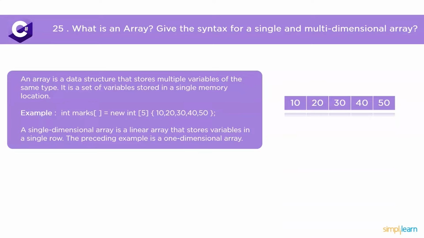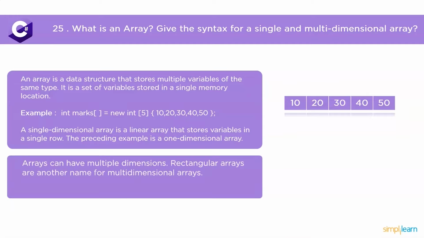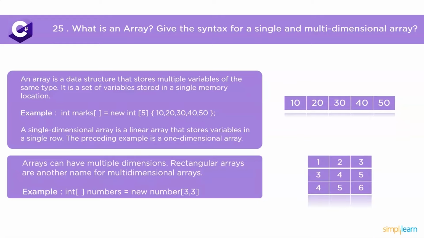A single dimensional array is a linear array that stores variables in a single row. The preceding example is a one-dimensional array. Arrays can have multiple dimensions. Rectangular arrays are another name for multi-dimensional arrays. We have a multi-dimensional array called numbers with 3 rows and 3 columns, with 1, 2, and 3 in the first row, 3, 4, and 5 in the second row, and 4, 5, and 6 in the third row.